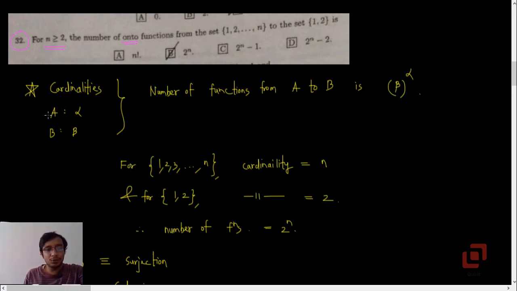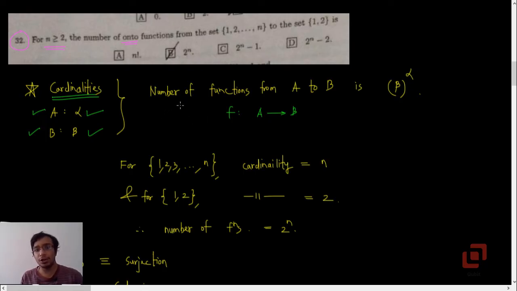So let us consider two finite sets A and B, and suppose the number of elements in A is alpha and the number of elements in B is beta. We call the number of elements in a set its cardinality. So the cardinality of A is alpha and that of B is beta. Using the counting principles, you can easily come up with this result: the number of functions defined from A, the domain, to B, the codomain, is beta raised to alpha.